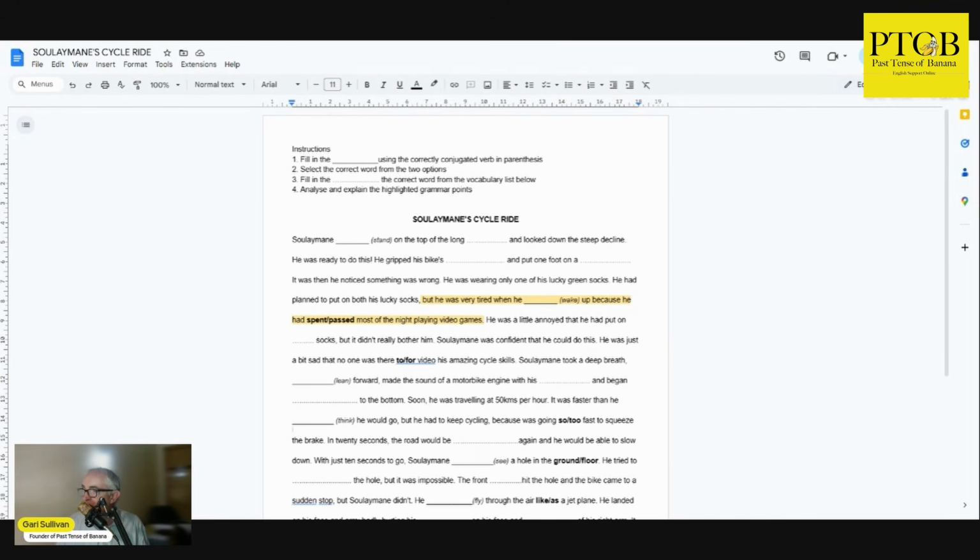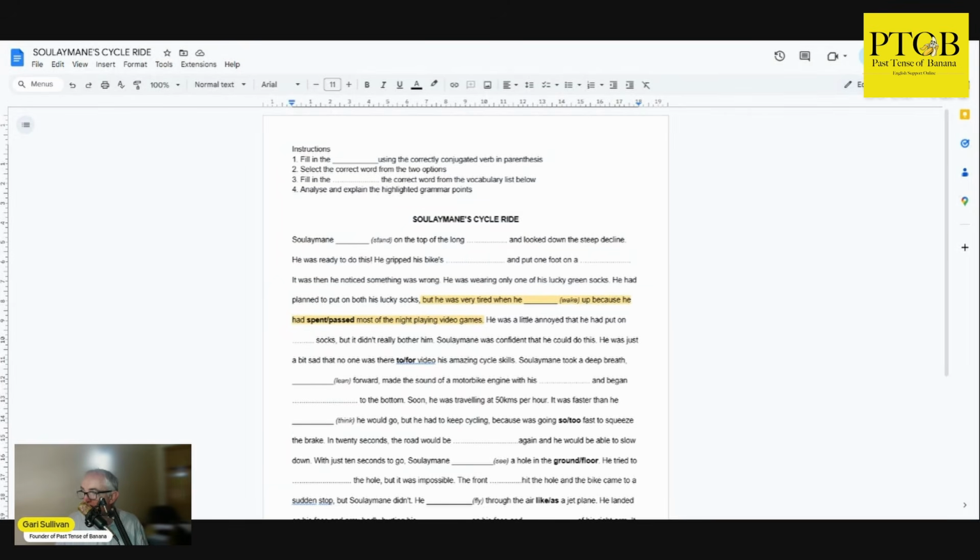So one of the things they have to do is fill in the blanks using the correctly conjugated verb. So we can see that very early on. Suleiman, past of stand, on the top of a long. And then the second section would be to select the correct word from 2 options.